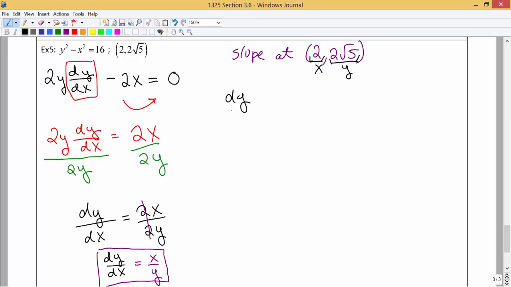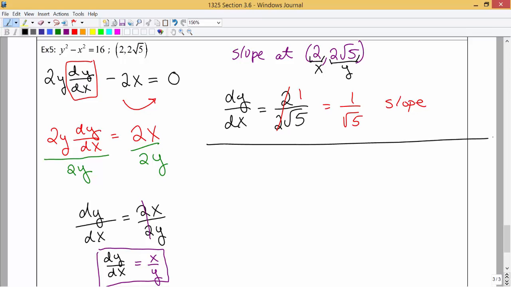So we're going to use that slope formula, that derivative. In place of x, we're going to plug in a 2. And in place of y, we're going to plug in 2 square root of 5. We're going to simplify this a little bit here. 2 and 2 cancel out, we're left with 1. So the slope that we're given is 1 divided by the square root of 5. So this is the slope at the point.